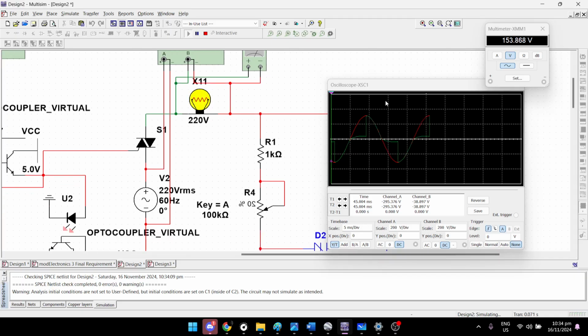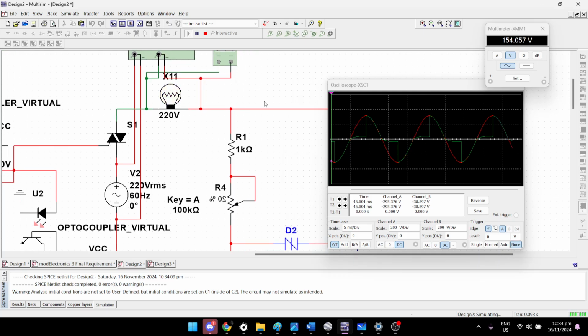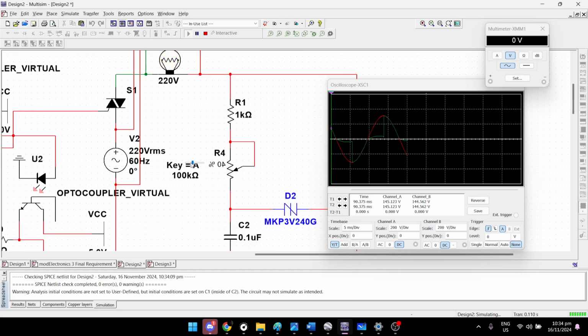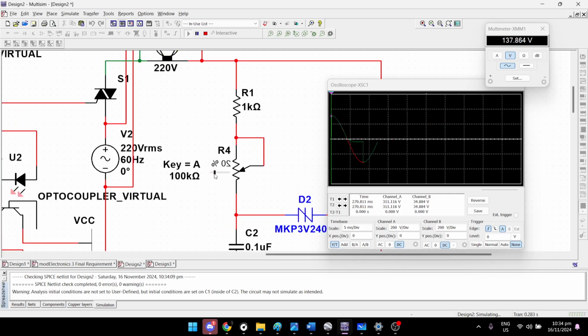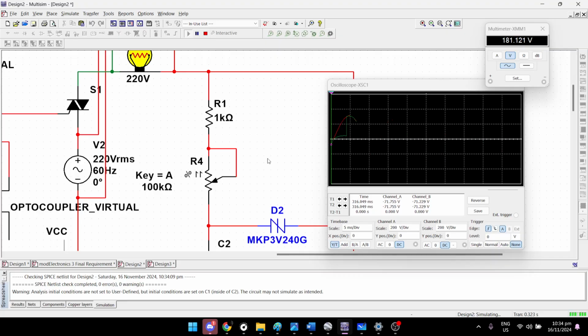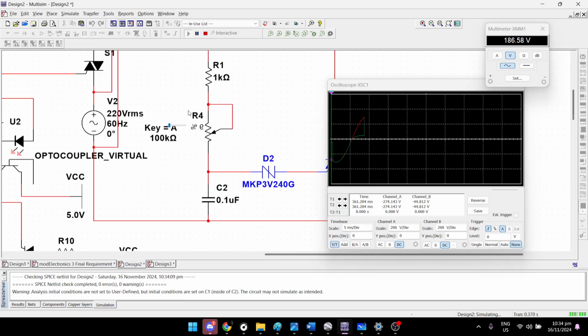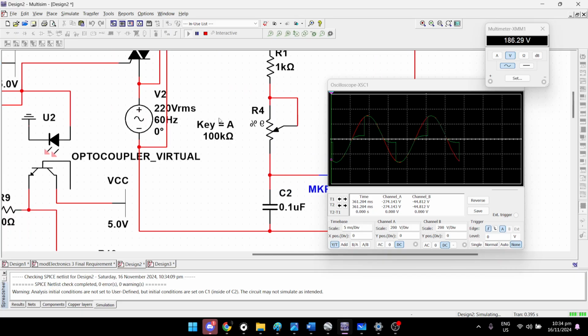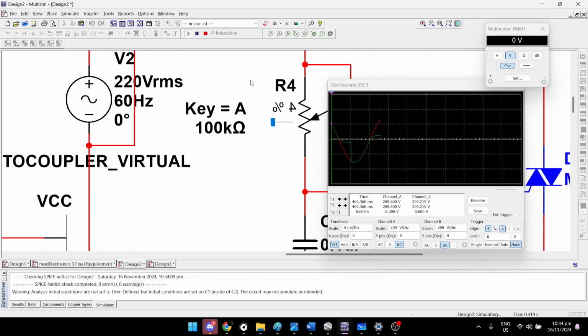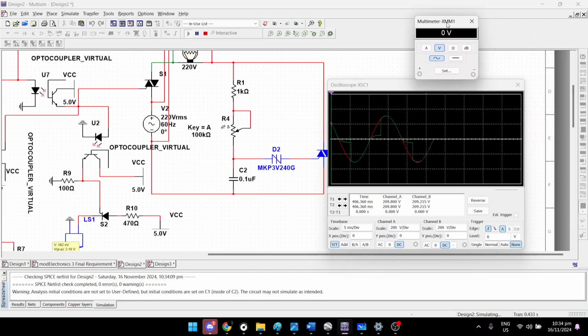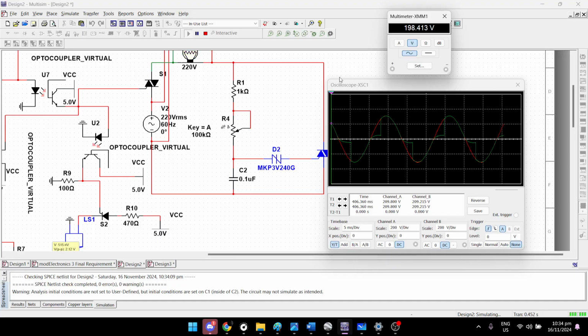Right now we have 150 volts, but if we change the value of our potentiometer here, as you can see, we reached the non-conducting state, so it went completely down. So let's try reducing to this point. It's now 180 volts. We can reduce it more. It's now 186, 189. Basically, as I go lower here, the higher the voltage we will be getting. So you can see we are now at 198 volts.